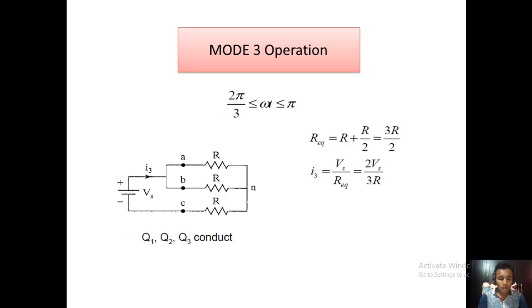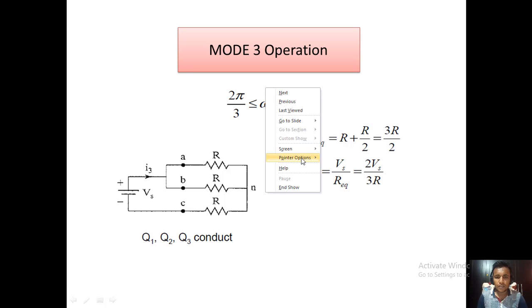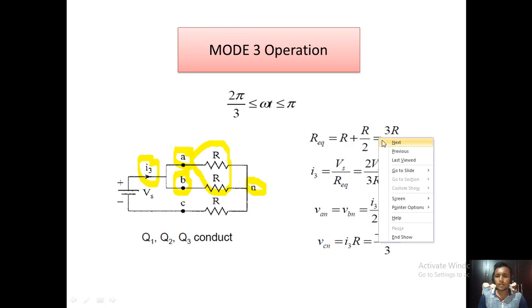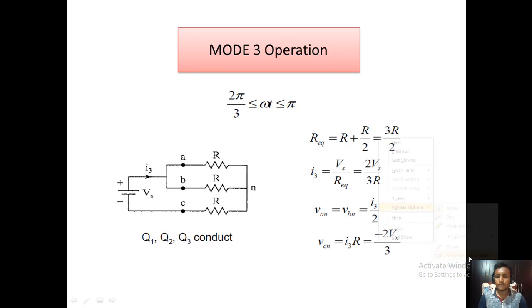That is 2Vs by 3R. Now here we have to find the phase voltage AN and phase voltage BN. You can see the phase voltages AN and BN are the same, with the current I3 and the resistance of this combination R by 2. So VAN is equal to VBN, that is equal to I3 into R by 2. And VCN is equal to negative 2Vs by 3. Similarly, we can solve these equations as in the previous modes.